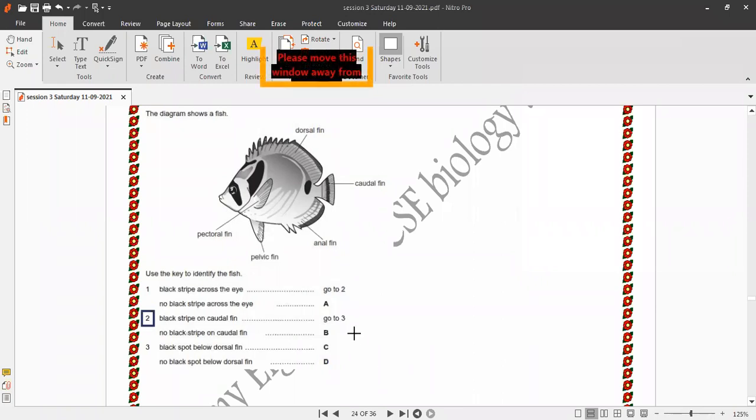What? Look here, look here. Look here and look here. Oh, yeah, it does. It does. Wait. So go to 3. So we will go to 3. Black spot below dorsal fin. Here, black spot? No. So the correct answer is what? D. D. Yes.